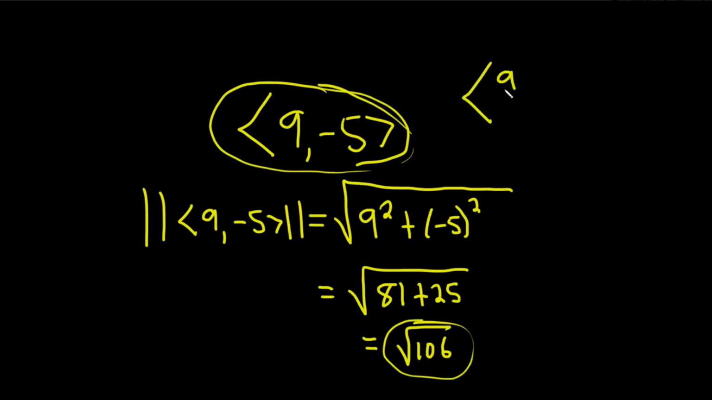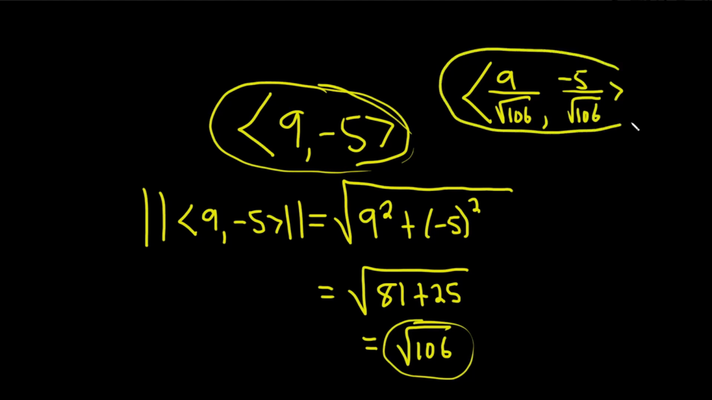So it would be 9 over the square root of 106, comma, -5 over the square root of 106. And this would be a vector that has the same direction as this one, but this is a unit vector. That means that the length of this vector is equal to 1.